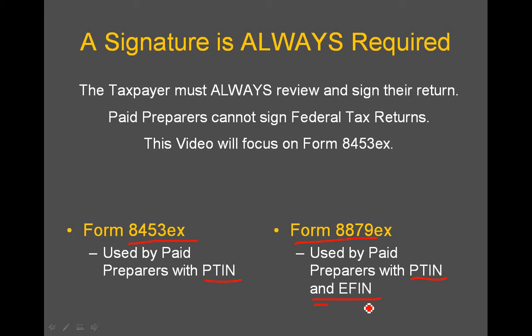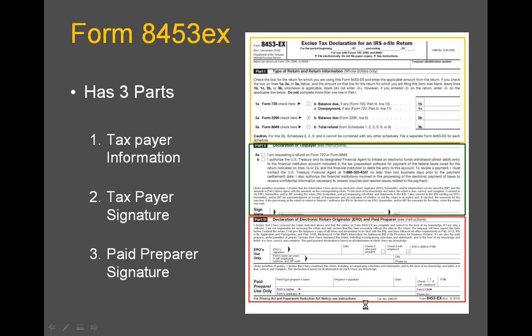For this video, I'm going to focus just on one form at a time. It's going to be Form 8453EX. So this is the one that you use when you have a PTIN and you're preparing tax returns for your clients. Okay, this form is in 3 parts. Part 1 up here has the taxpayer information. Part 2 is where the taxpayer signs, and Part 3 is where you, the paid preparer, will sign. And I'm going to go over each of these parts in detail and show you how to fill them out.